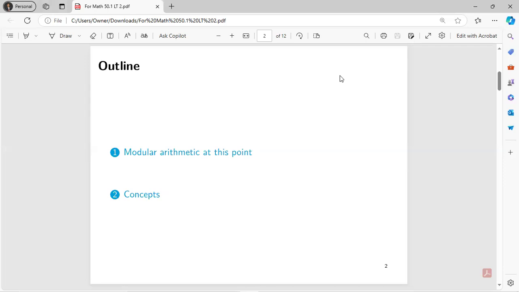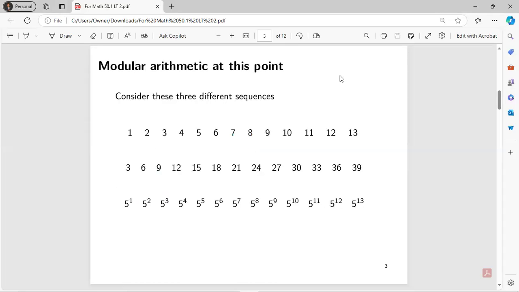saan na ba tayo on modulo at this point? And what I mean by that is, paano na ba dapat natin tinitingnan itong modular arithmetic as a sequence?